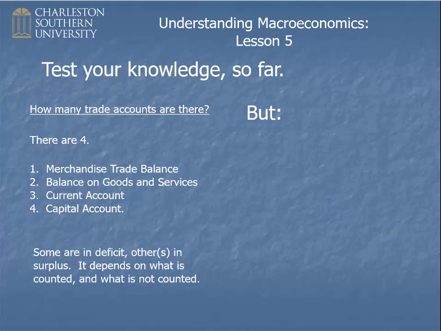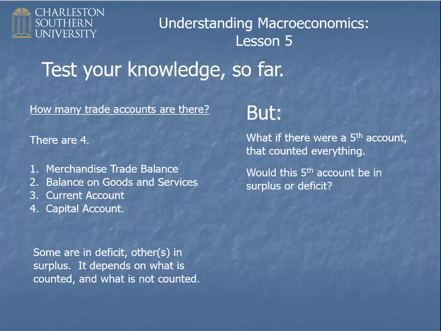But, all right, now here comes the hard part. That's the easy part, here comes the hard part. But what if there were a 5th account that counted everything? This 5th account doesn't exclude anything. Everything is counted. Then, would this 5th account be in surplus or deficit? So, you should stop this video for a second and think about your answer.